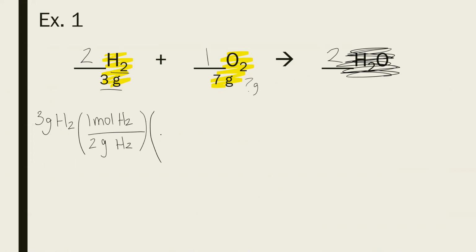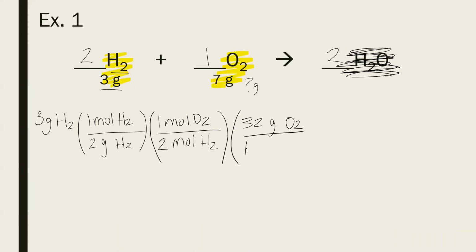Now I do my mole ratio: my unknown coefficient, which is the other reactant I'm concerned about, over my known coefficient. That's the only time you use the coefficients, guys. The only time you use the coefficients is in the mole ratio. That's it. Then you can ignore them. And then my unknown molar mass, O2. The oxygen is 16, so 16 plus 16. And then 1 mole of unknown on the bottom.